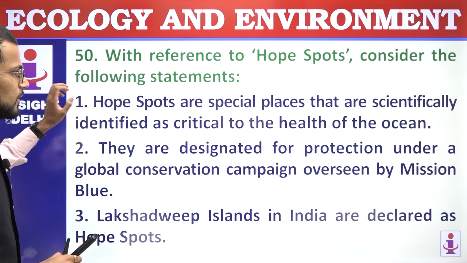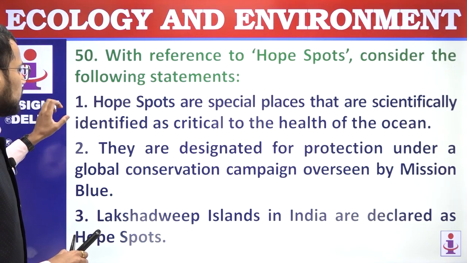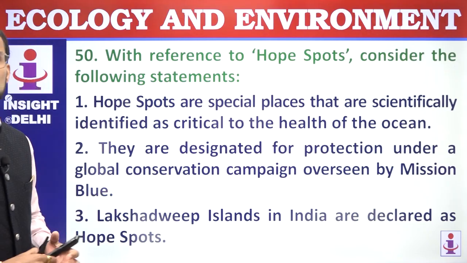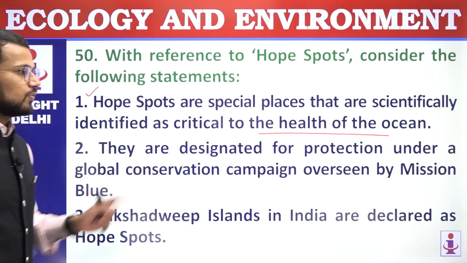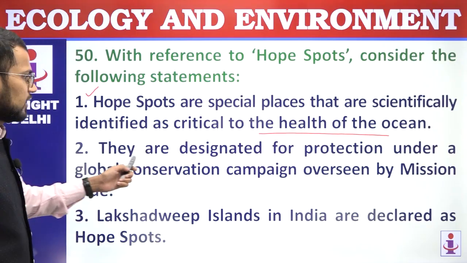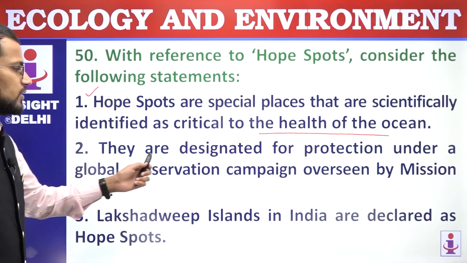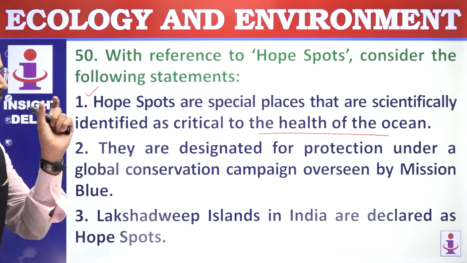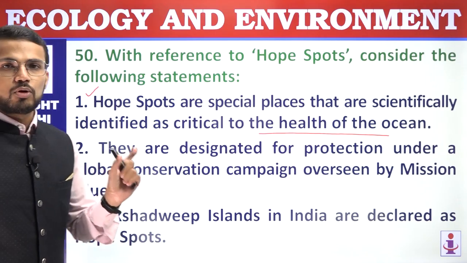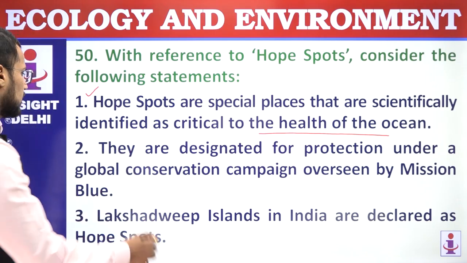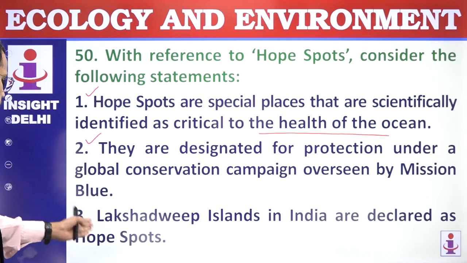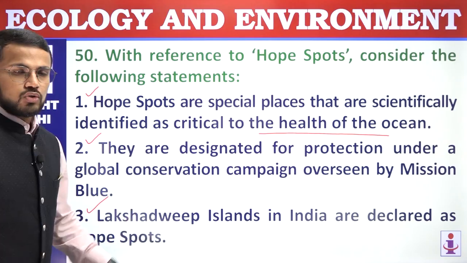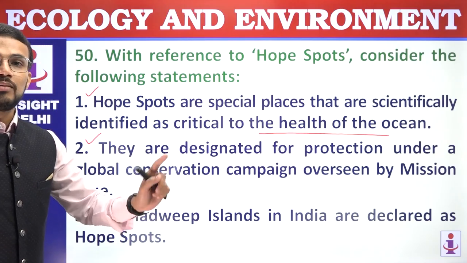First, hope spots are special places that are scientifically identified as critical to the health of the ocean. Right? So these are especially important for the health of the ocean, and that's why the first statement is correct. Second, they are designated for protection under a global conservation campaign overseen by Mission Blue. Right? So there is a not-for-profit organization called Mission Blue, and that oversees this particular initiative of hope spots. Third, Lakshadweep Islands in India are declared as hope spots. Correct statement. So Lakshadweep is one of the hope spots, and also Andaman and Nicobar.